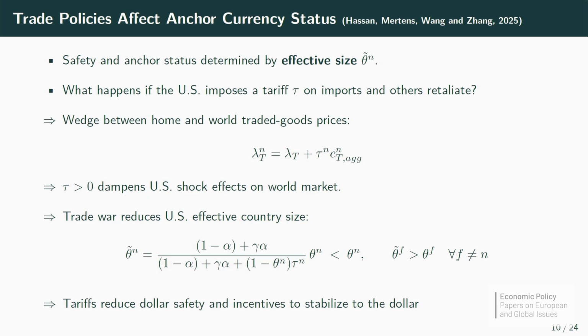As a result, the US dollar covaries less with the world market price of traded goods. And from the view of an international investor, the dollar then becomes less safe. And then that decreases the incentives for the rest of the world to stabilize the US dollar.